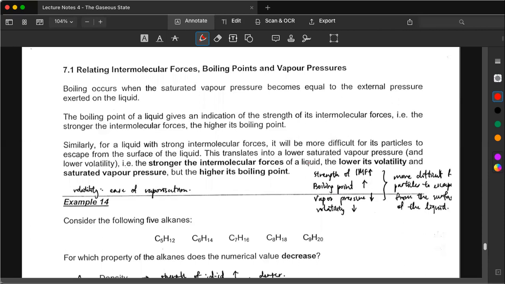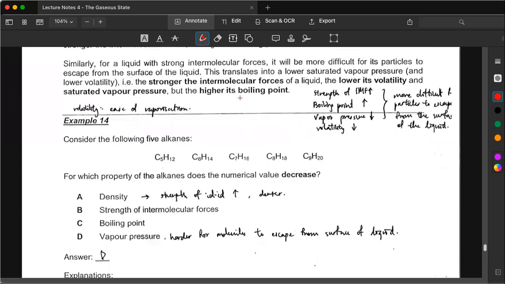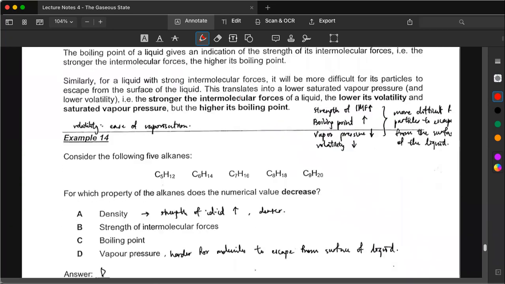When the saturated vapor pressure becomes lower, it will be more difficult to boil. And boiling occurs when this saturated vapor pressure becomes equal to the external pressure exerted on the liquid. So at this point, the liquid can boil. Okay, now that's enough. So let's look at this example.